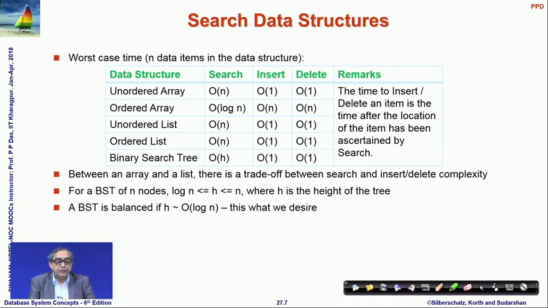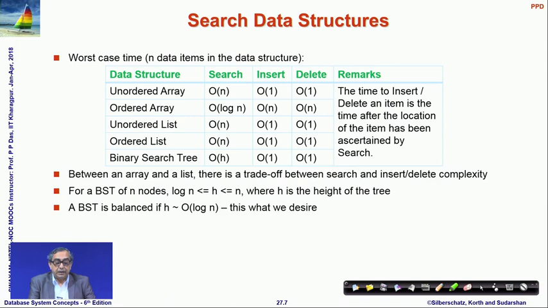So, if you look at the different data structures, like unordered array, unordered list, ordered list and binary search tree, and if you check the complexity of the 3 basic operations which we will need in a database application, that is search, insert and delete, you can find that the search usually is order n unless you have an ordered array. I mean, between array and list the search is order n unless you have an ordered array and you can do a binary search.